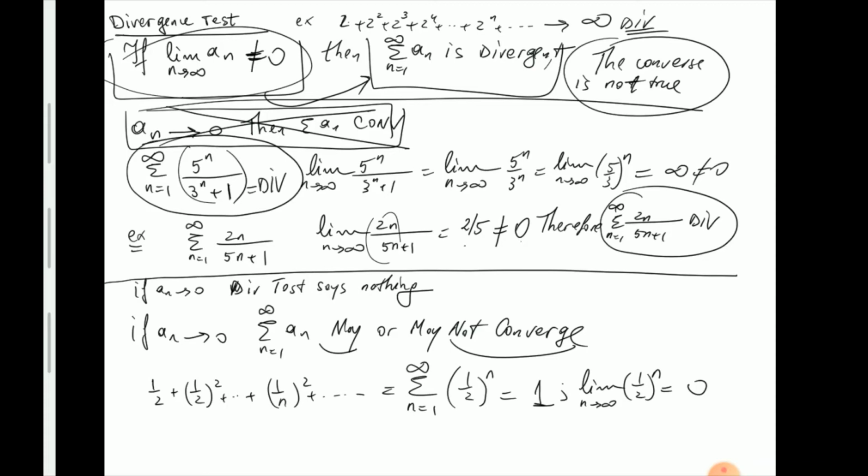The limit as n goes to infinity of 1 over 2 to the n is equal to 0. On the other hand, on the second page, I'm going to show you another example in which the limit is 0, yet the series diverges. So again, so far, just based on the divergence test, the fact that an goes to 0 tells us nothing. Either of the two is possible, convergent or divergent. So stay tuned for the next page with an example related to this.